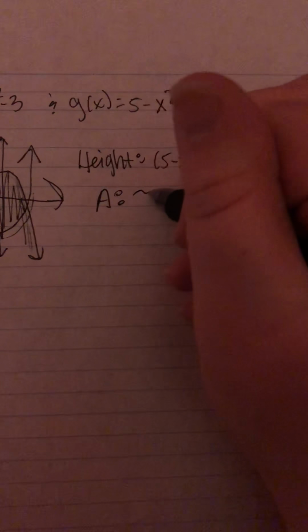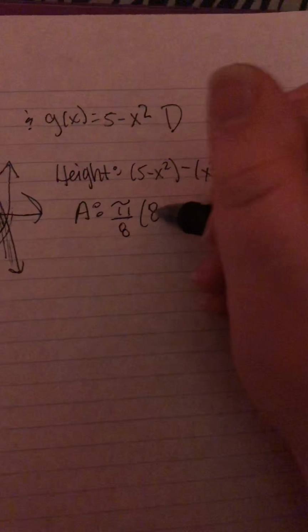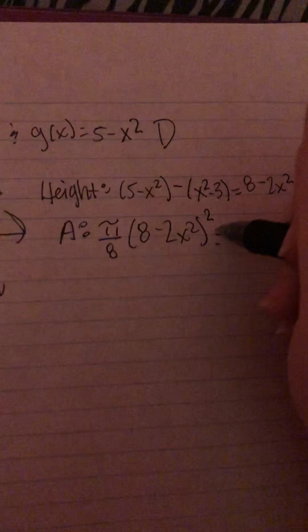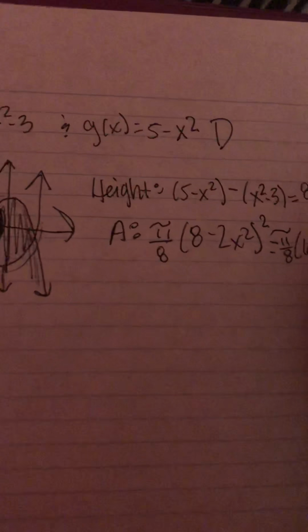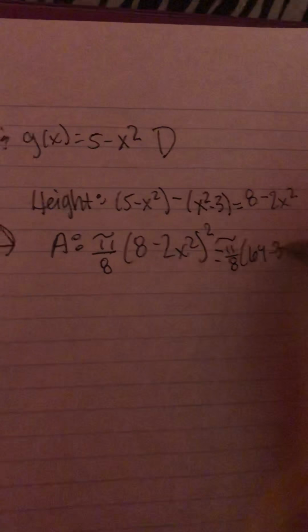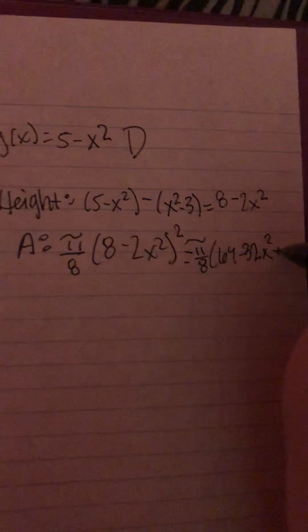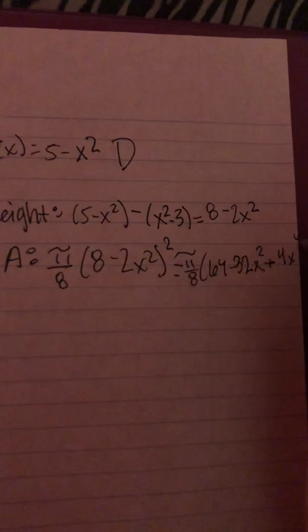So the area will be, since it's semicircles, pi over 8 times our height, which is 8 minus 2x squared, squared. And that would equal pi over 8 times 64 minus 32x squared plus 4x to the 4th. Now we're going to make our integral, which will give us our volume.